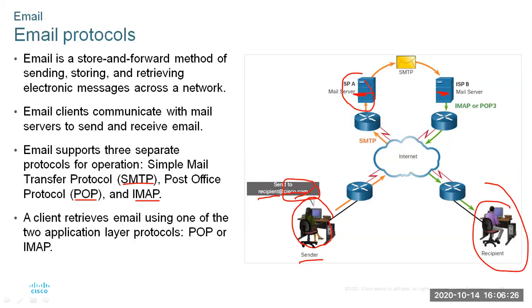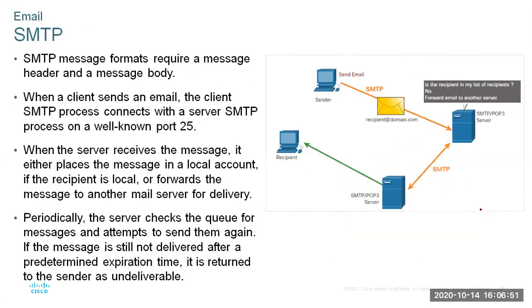So all you are doing is that this sender is accessing this mail server, maybe Gmail, and is sending a mail to maybe a Yahoo Mail server. So from an account in Gmail, it just sends an SMTP mail to an account in Yahoo Mail server. And then the user here now accesses that mail server to download his or her mail. So SMTP message format requires a message header and a message body.